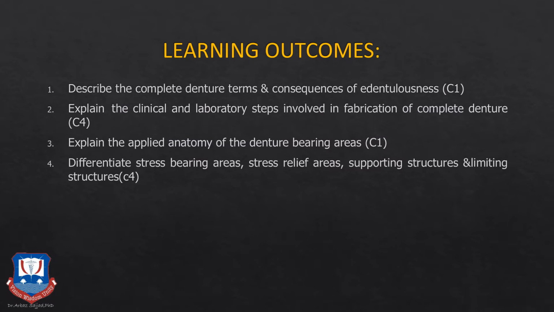So coming to the learning outcomes, there are four learning outcomes expected of you. The first being you should be able to describe the complete denture terms and consequences of the edentulous state. You should be able to explain the clinical and laboratory steps involved in the fabrication of the complete denture. You should also be able to explain the applied anatomy of the denture bearing areas. And lastly, you should be able to differentiate the stress bearing areas, the relieving areas, and the limiting structures.